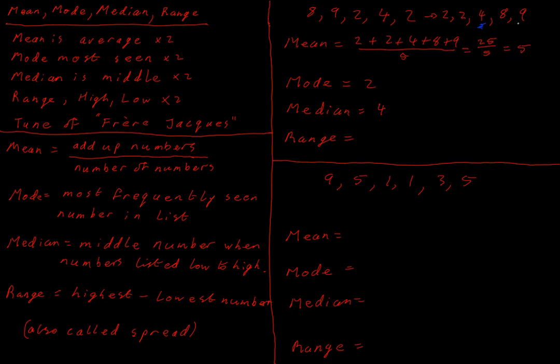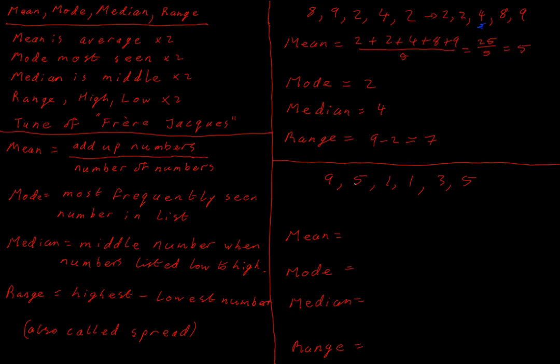And the range is the highest number minus the lowest number. So 9 minus 2, 7 is the range. So we go 7 units up from the smallest to the biggest number, and that tells us roughly how spread out our data is. So let's have a look at our next set here.